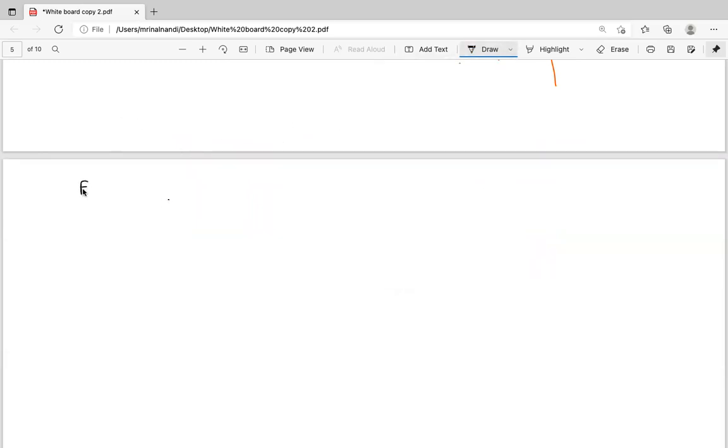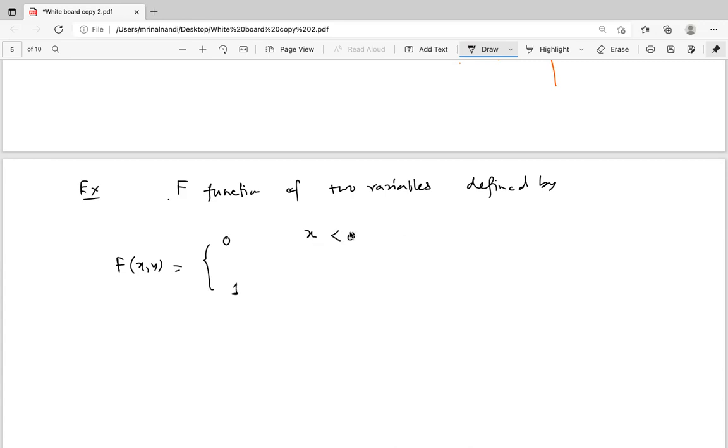And one example is this. Say f is a function of two variables, defined by: f(x,y) is 0 if x is less than 0, or x plus y is less than 1, or y is less than 0. Otherwise, it is 1. So this is a function of two variables defined like that. So either x less than 0, or y less than 0.